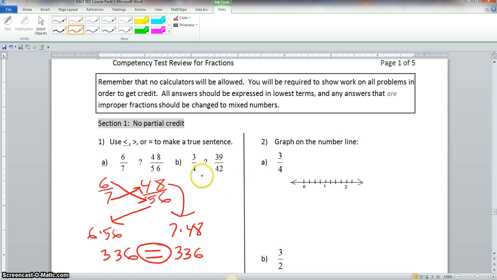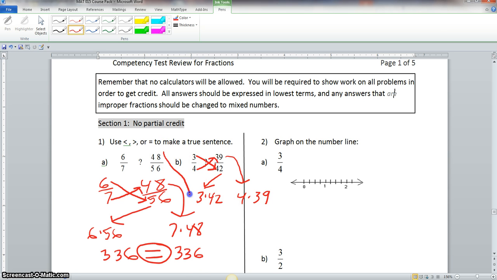Now we move over here to B. We do the same thing. We take the top of the first times the bottom of the second, and that will give us our first answer. So we have 3 times 42. Now we'll take the bottom of the first times the top of the second. That will give us our second value, which would be 4 times 39.